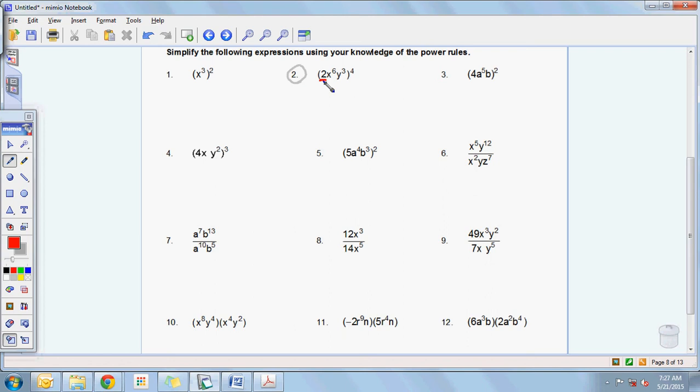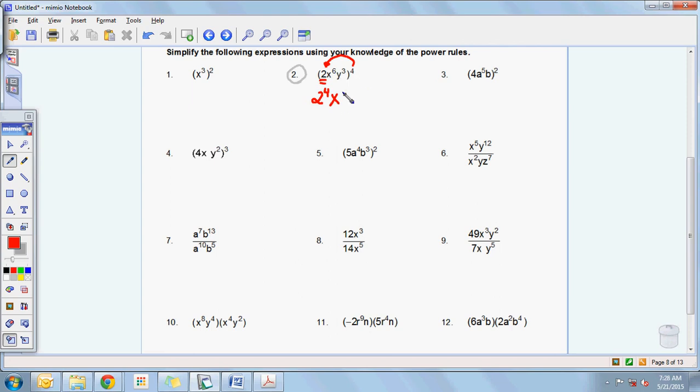But for this problem, I also have a coefficient, so a big number on the front. For that, it's a little different. I'm actually going to raise 2 to the 4th power. So this is going to look like this, 2 to the 4th power, and then I have an x. So the rule is I'm going to multiply those powers together.